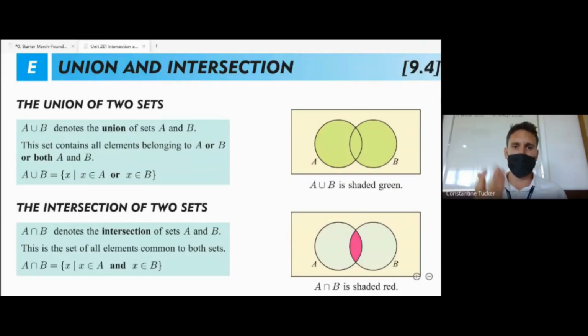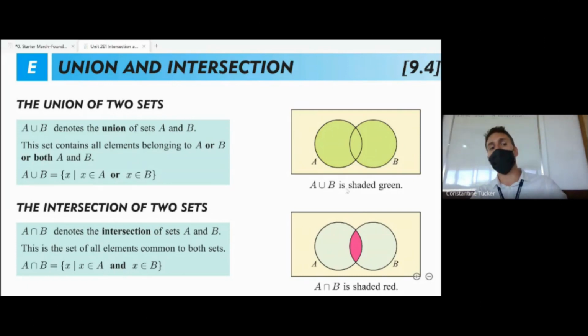Today we're talking about the union and intersection. Very quickly, very easily, I'm going to talk about this using these two Venn diagrams here. The union of two sets is basically all of A and all of B shaded together. So you can think about it this way: anything in A or anything in B is inside the union of A and B.